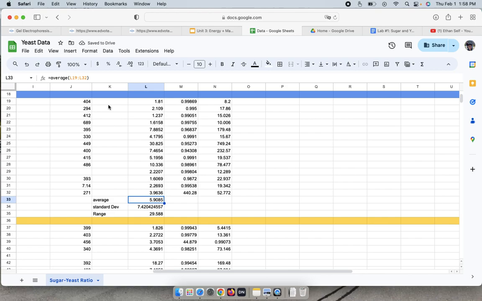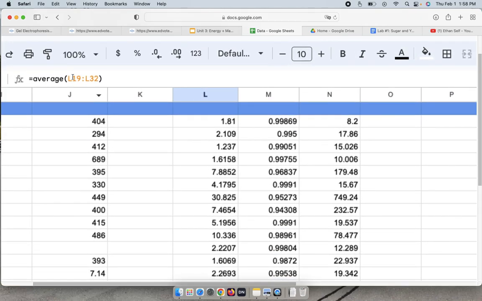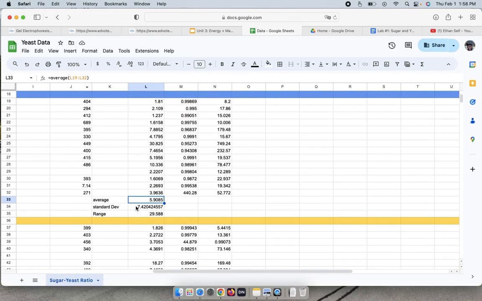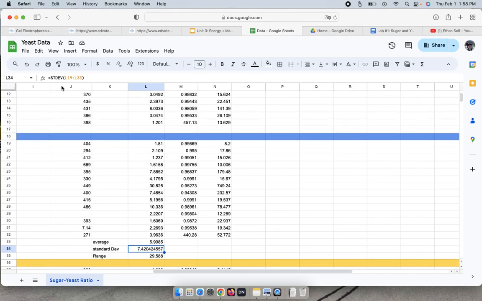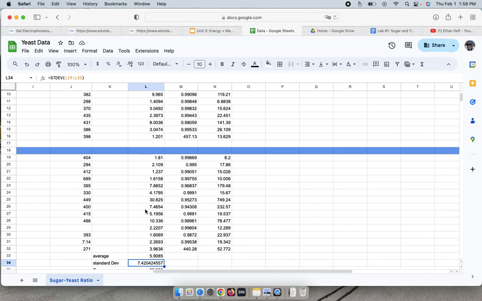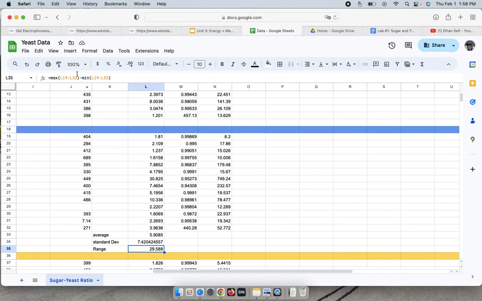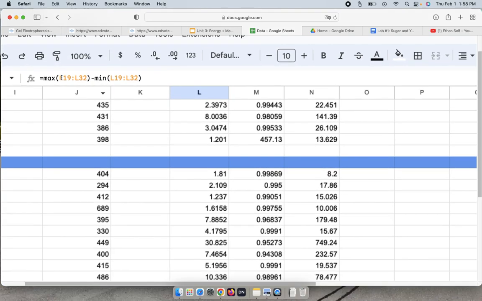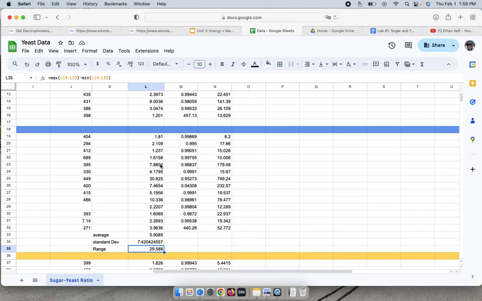Again, I have these here so you can see the computation for average, the computation for standard deviation, and then finally the computation for max and min. So if you look at this data, I have an average of 5.9085, a standard deviation of 7.42. That's suspiciously high, and also a range of 29.